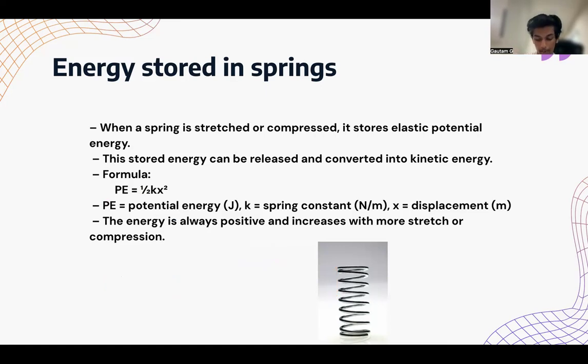So when you're looking for the potential energy of a spring, you want to write this down, right? 1/2 kx squared. That's equal to the potential energy in joules, with the spring constant times the displacement.